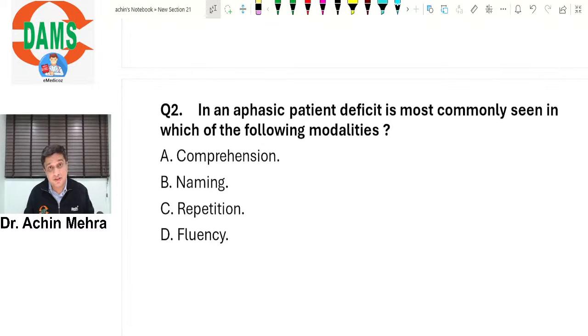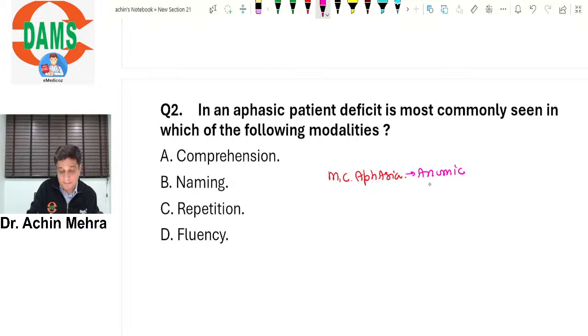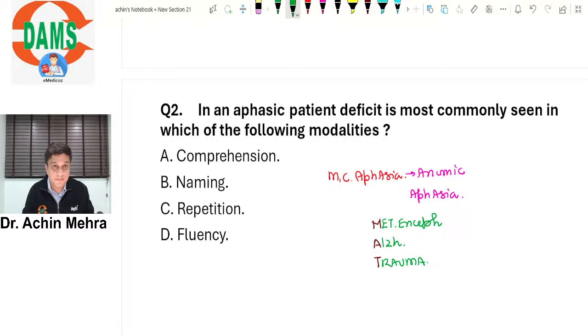In an aphasic patient, deficit is most commonly seen in which of the following modalities? The most common aphasia is always anomic aphasia. Why is it so common? Because it is seen commonly in disorders which are spread on a mat. What is this mat? Metabolic encephalopathy, Alzheimer's disease, and head injury and trauma. Three things. So in anomic aphasia, the deficit lies in naming. Naming overall is considered the most commonly impaired modality in a patient with aphasia.